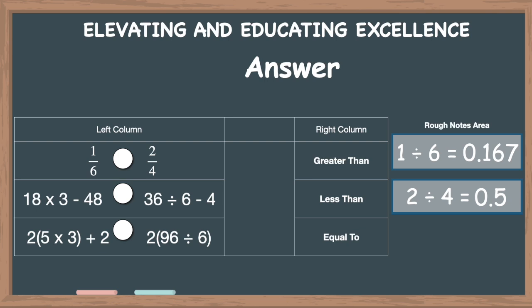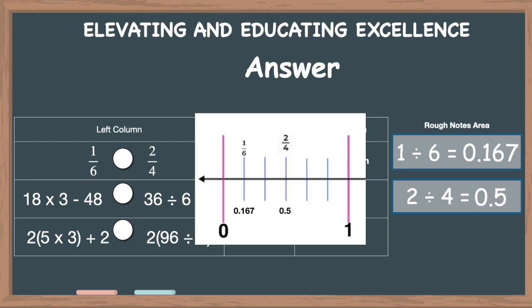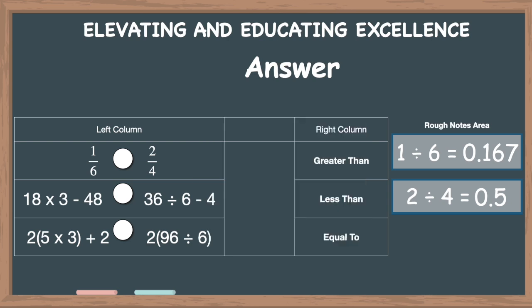You could also use a number line to help you determine. As you can see, based on this number line, the 2 over 4, which is 0.5, halfway between 0 and 1, is going to be greater than 0.167. So therefore, the answer is less than. We're going to draw the symbol for less than, and we're going to draw a line going from the left column to the right column. So again, the answer is less than.